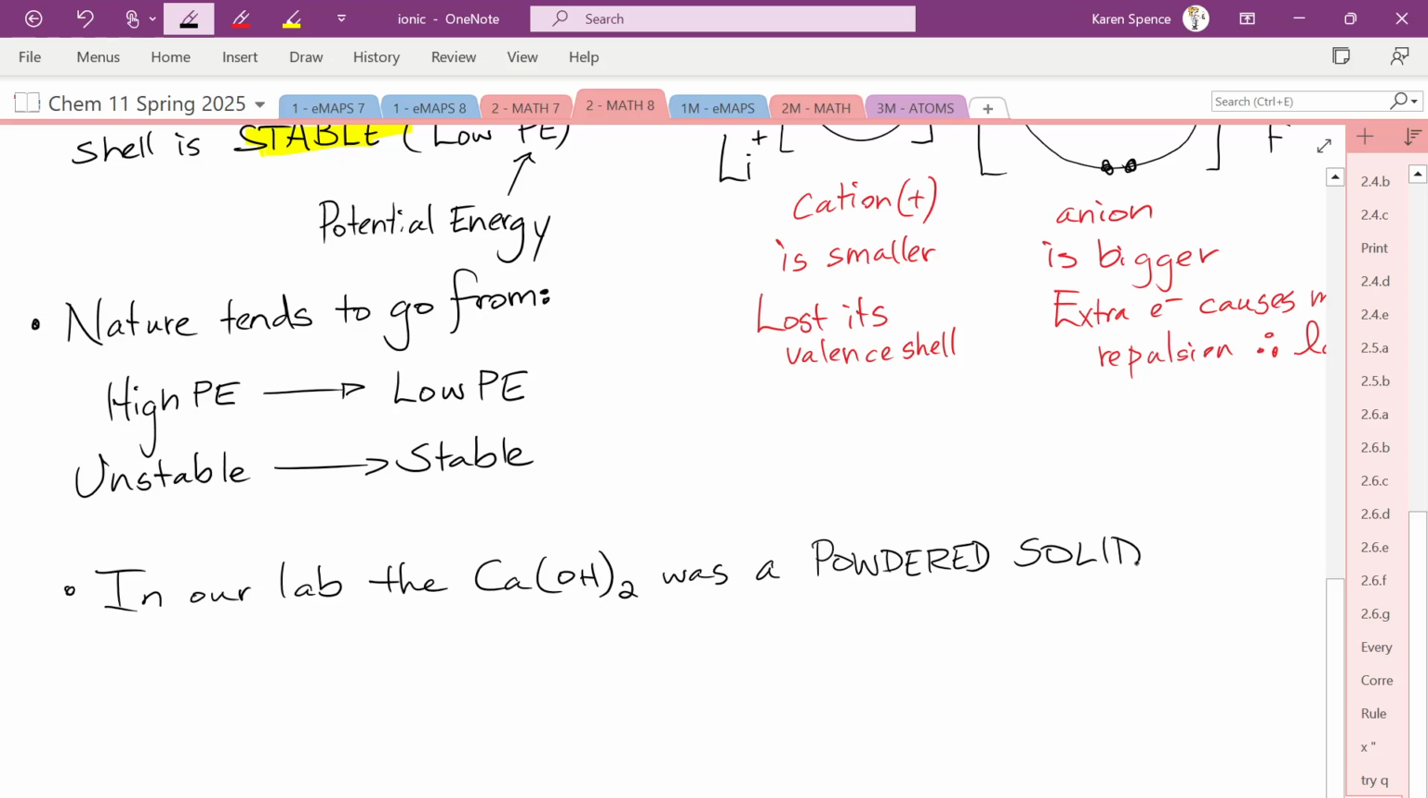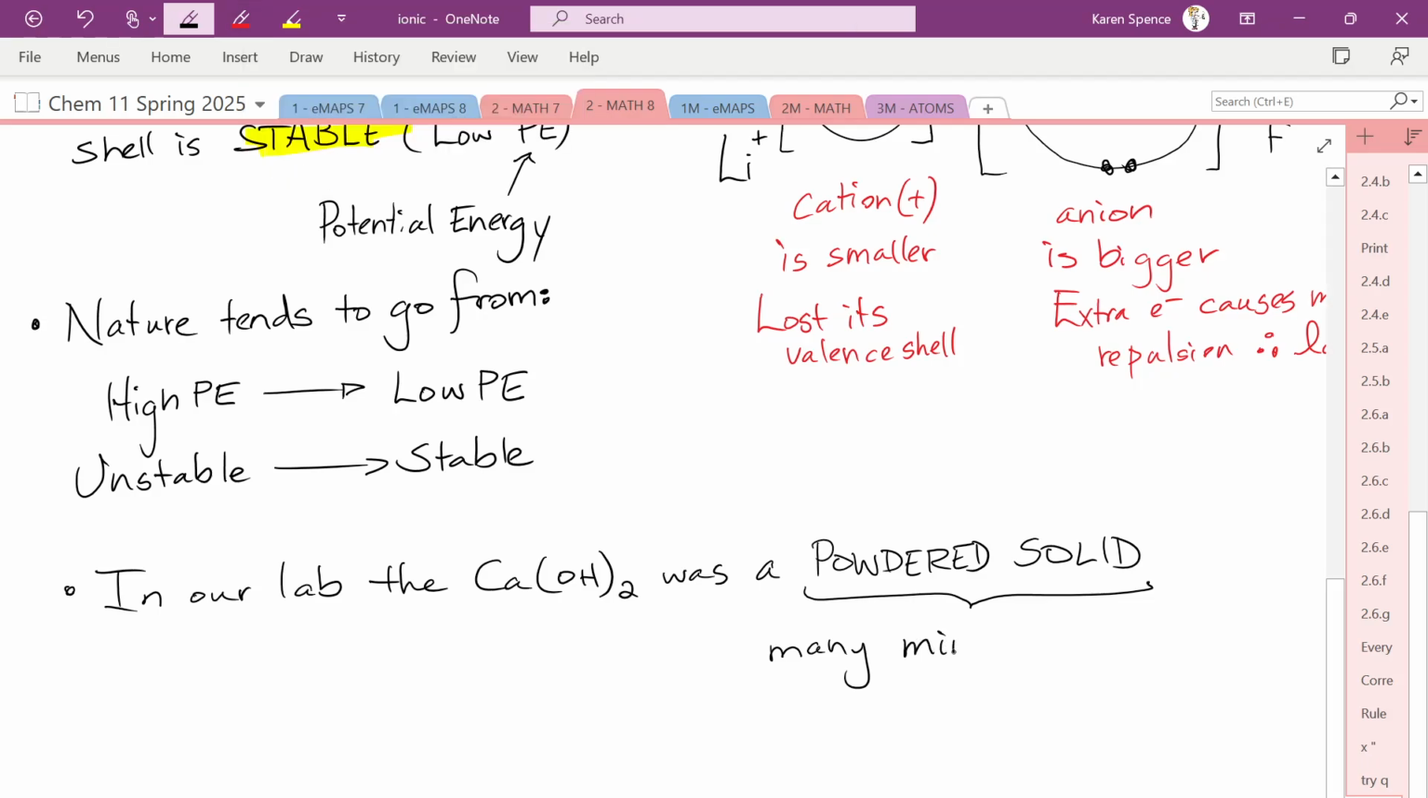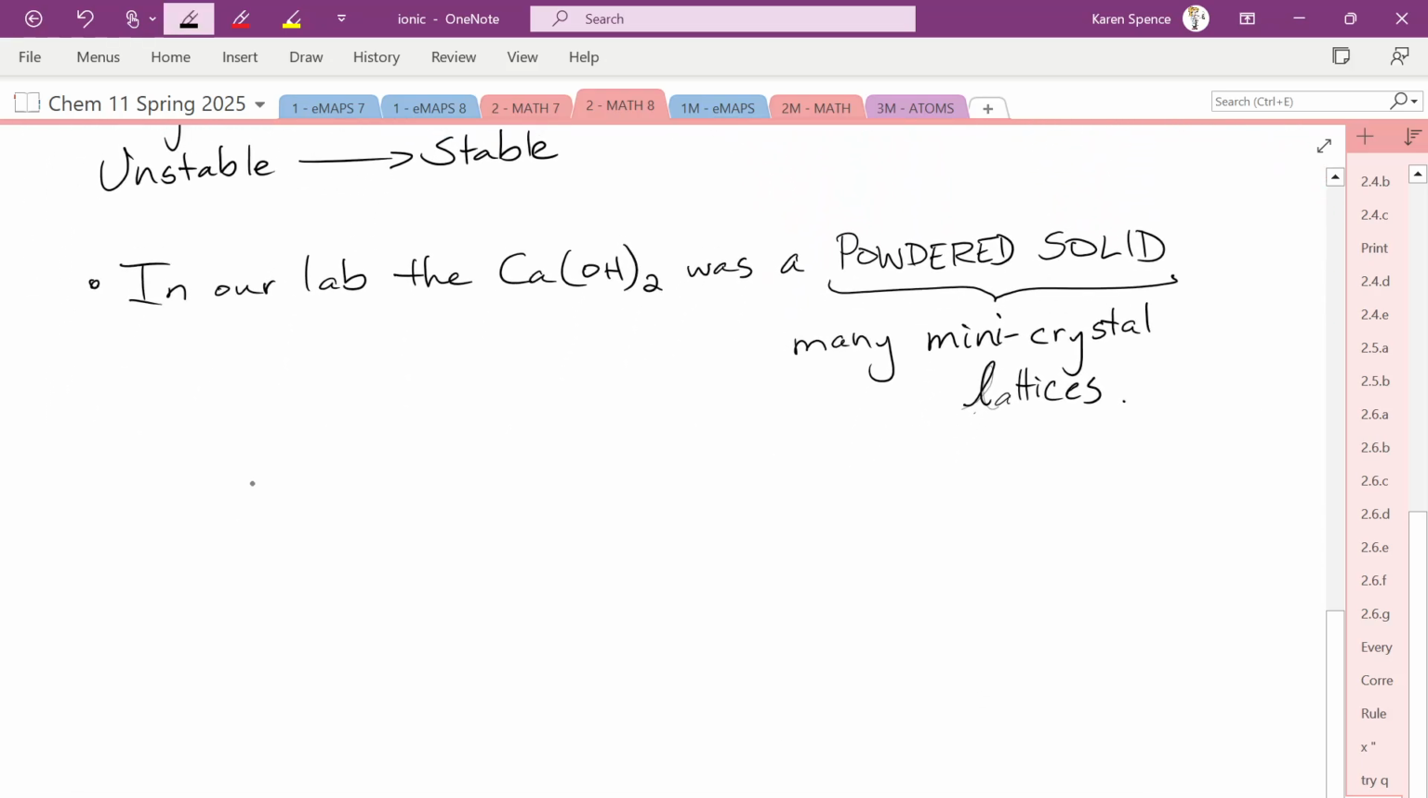And you can think of a powder as being many mini crystal lattices. Many, many crystal lattices. So we took our calcium hydroxide solid, and we put it into a beaker of water. Here it goes.